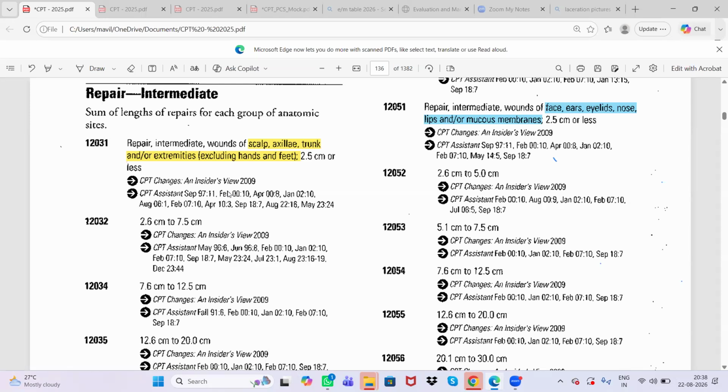met with an accident and had multiple lacerations or injuries in the body, where the provider performed intermediate repair: 5 centimeters on scalp, and trunk 20 centimeters.